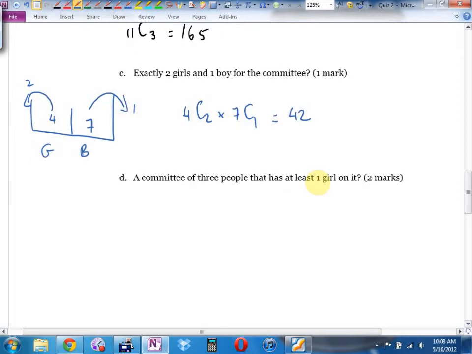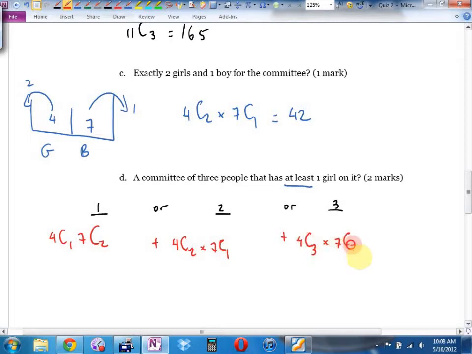D. Key phrase here, at least. I have to list the cases. At least 1 girl, that means 1 girl or 2 girls, or 3 girls. What does or mean? One girl would be from 4 girls. I'll use this bucket up here. Choose 1. From 7 boys, choose 2. There's my 3 kids. Or, I already did 2. I'll just copy it right down. Or, from 4 girls, choose 3. 7 boys, choose none.